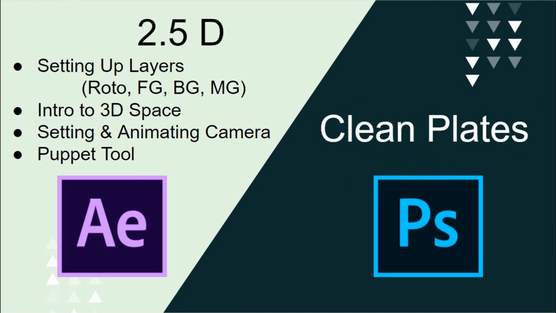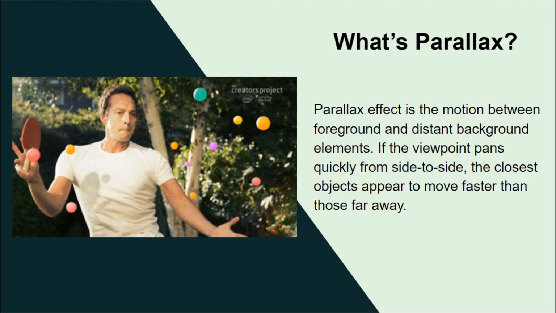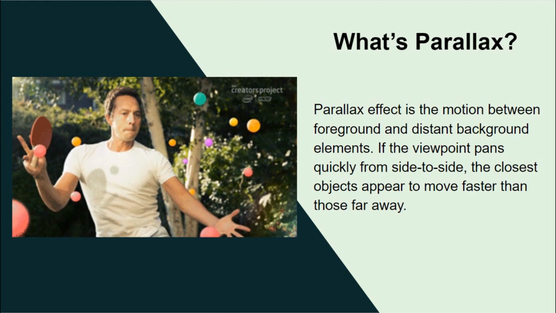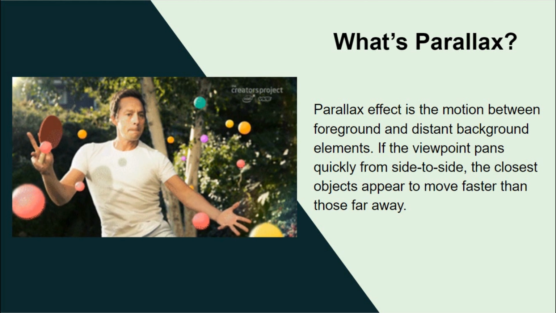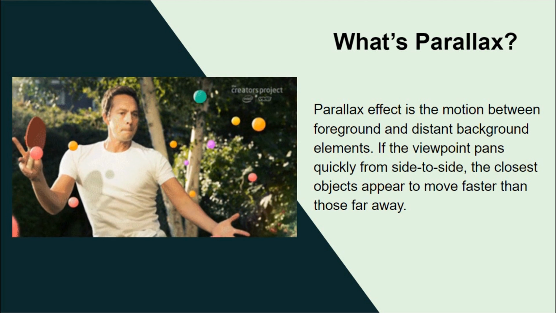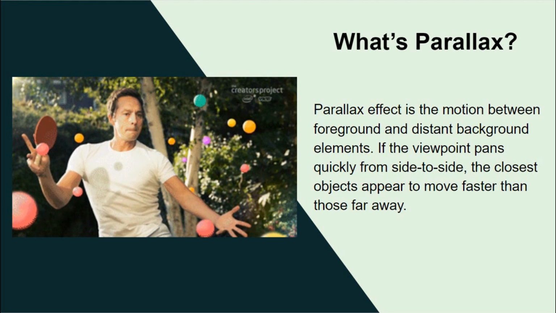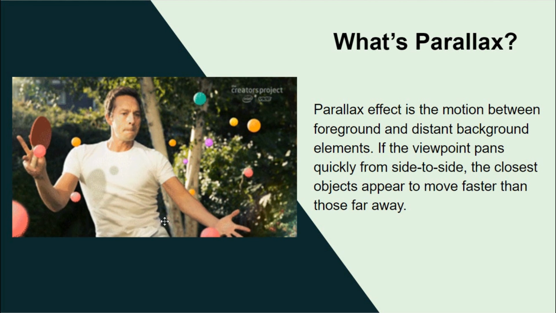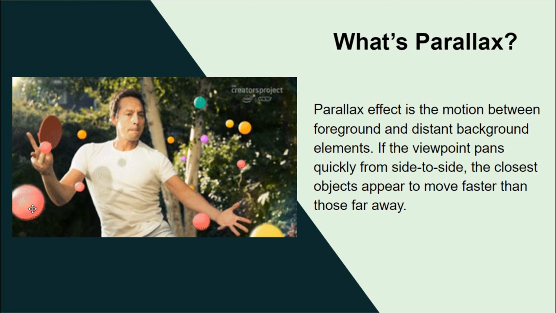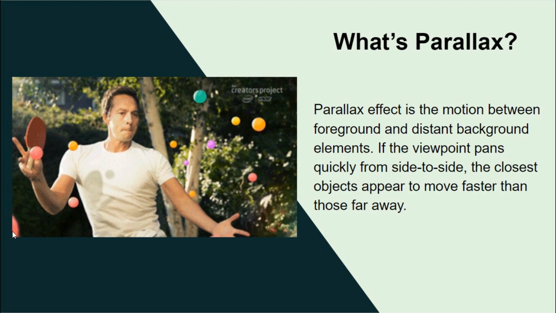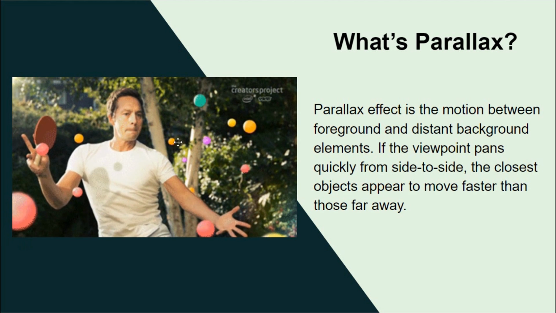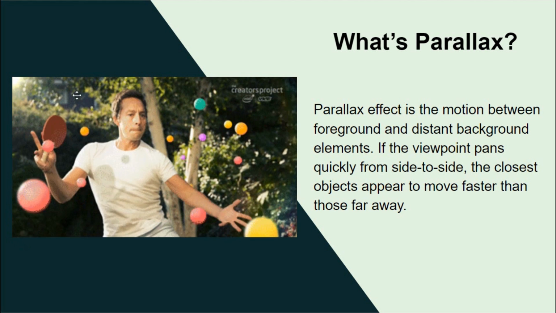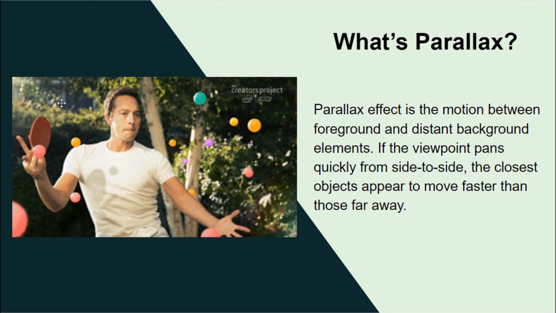First of all, 2.5D is actually derived from an element called parallax. And what's parallax? The parallax effect is the motion between the foreground and distant background elements. If the viewpoint pans quickly from side to side, the closest objects appear to move faster than those far away. In this case, we can see that the objects that are closer to the camera are moving way faster than the objects on the far end. Or, for example, the tree. The tree feels like it's going slower too.